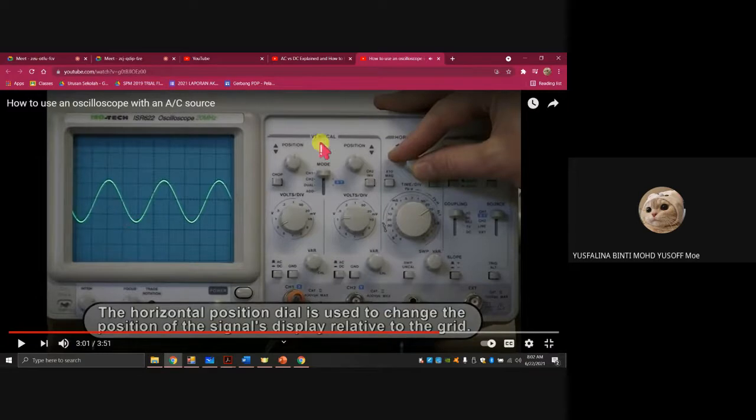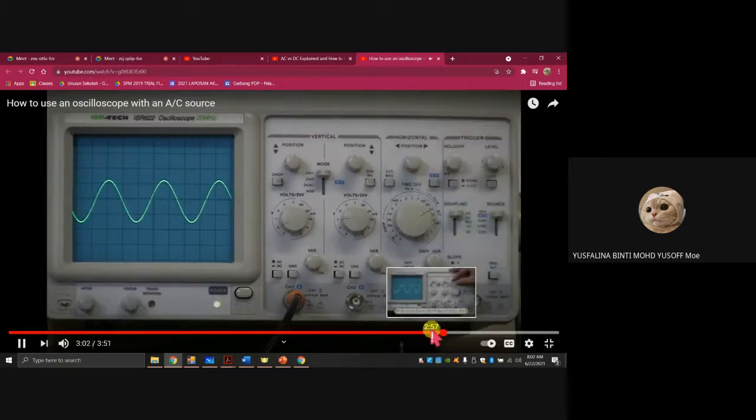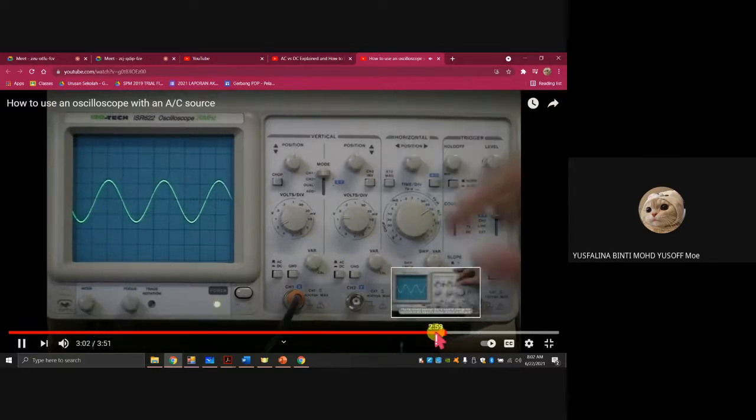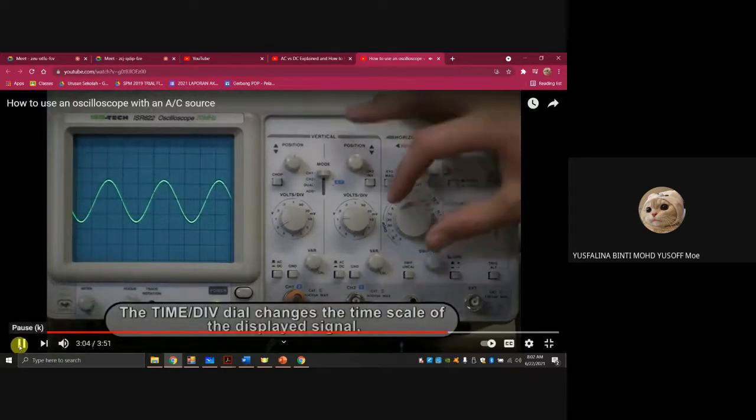Just now for the voltage, it goes up and down like that. But for this one it can move to the left and right. For the voltage it can move up and down, and this one for the horizontal can move left and right. So let me show you again. See, it can move. It depends on which side you want to move.